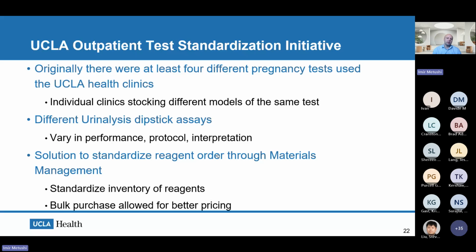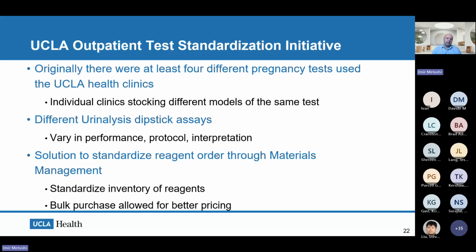But the other goal of the program, as I mentioned, was to really take a look at the methods that were being used in all these settings and standardize. They were using at least 4 different types of pregnancy tests. They would have different models, all running the same type of test. Urinalysis dipsticks would be different, all with different performance. This is all qualitative. So sometimes the plus with one kit could be 2 pluses with another, or could be something even different. Protocols could differ, reading times may have differed too, and so interpretation could differ.